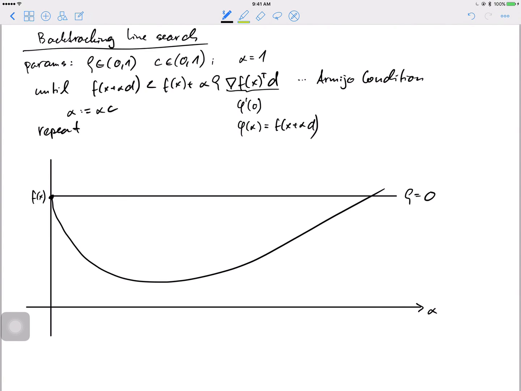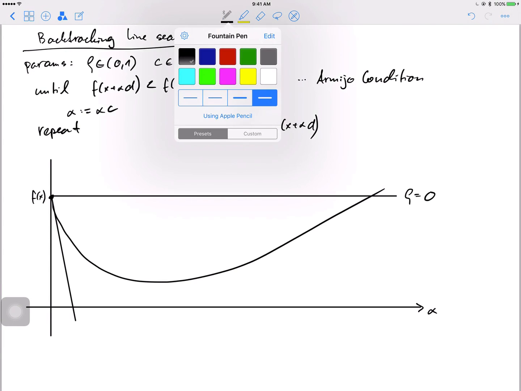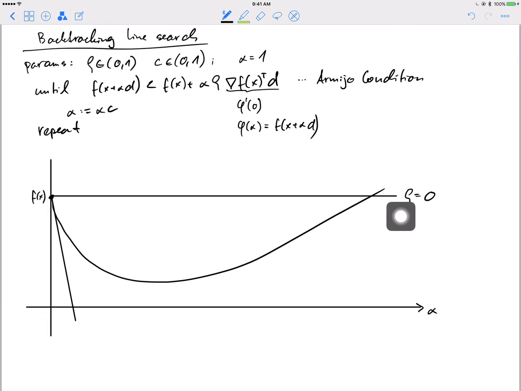Now, if rho was 1, then what do we have here? Then we have exactly the derivative at 0, in which case this line becomes the tangent, okay? So it looks like this, okay? So this corresponds to rho equal 1.